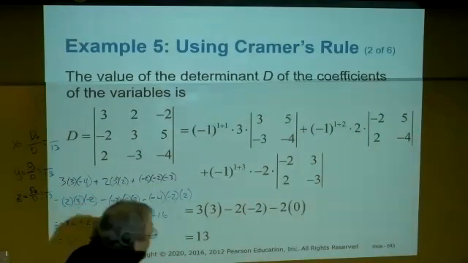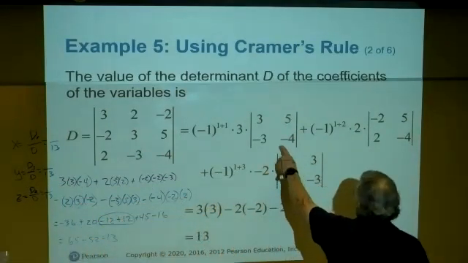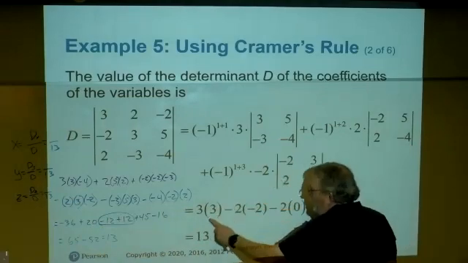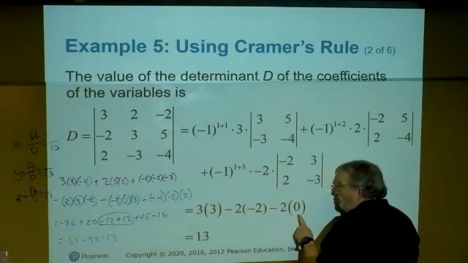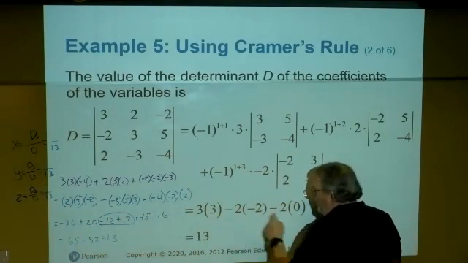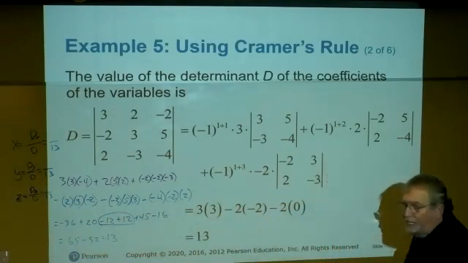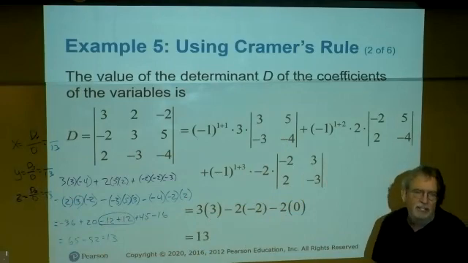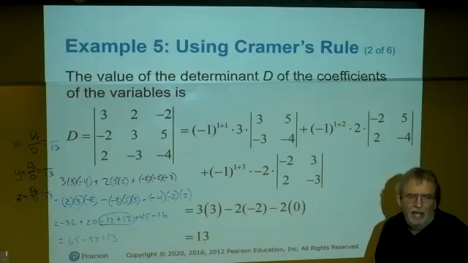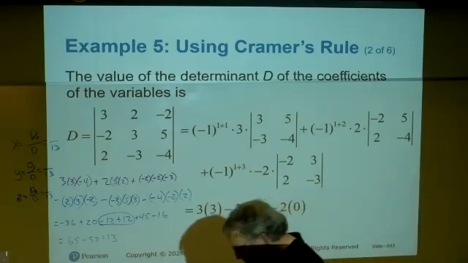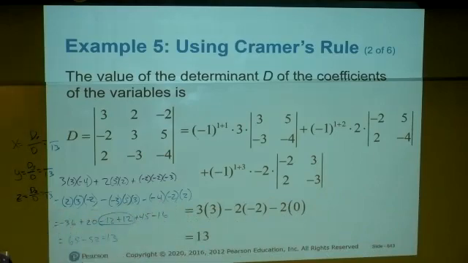Now, if you're using minors, show the work here to show me how you got that 3, that -2, and that 0. Because if one of these numbers is incorrect, I need to see how that happened, because usually that's a simple arithmetic error. And if it's not too bad, I can forgive it. But that does affect your answer.